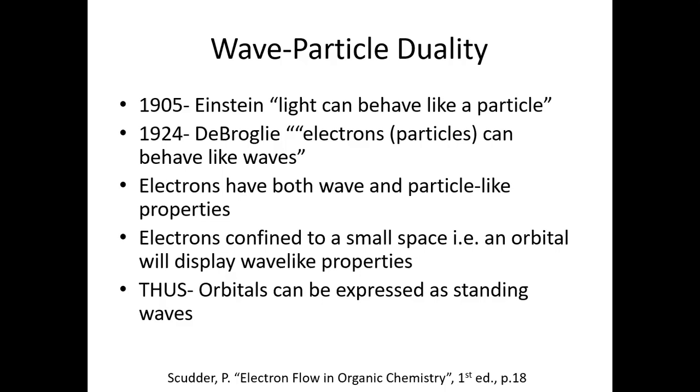And if it has wave-like properties and we confine it to a small space, like an orbital, then we can think about electrons as waves. So you can express orbitals like standing waves, which we're going to talk about in a second. Electrons confined to a small space have wave-like properties, and that allows us to develop these really simple molecular orbital diagrams for extended pi systems, because that's where we're going with all of this anyway.